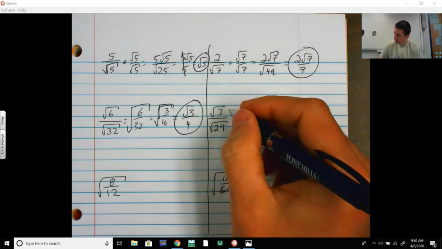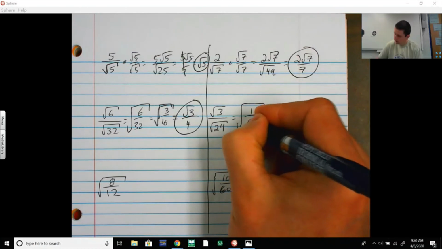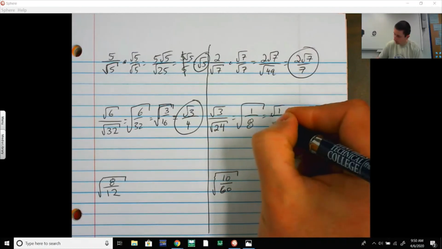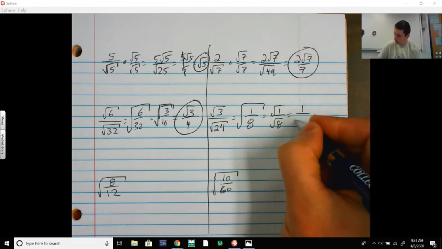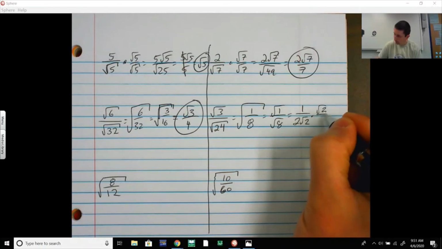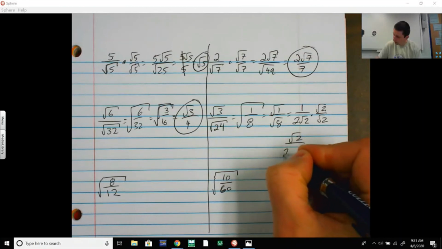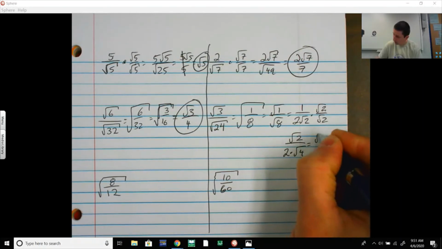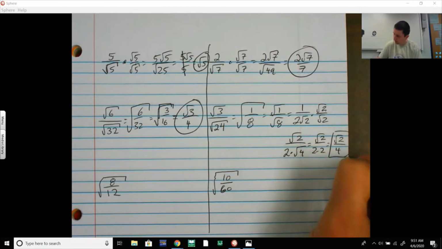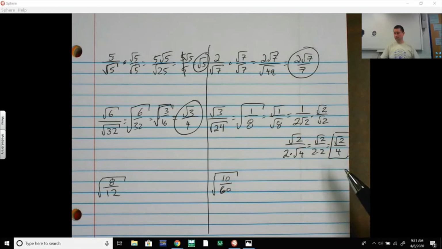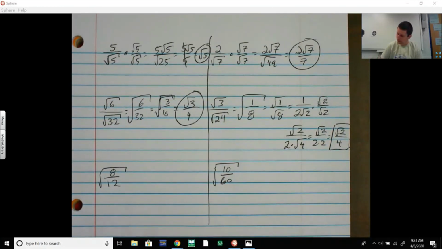Okay. Square root of 3 over 24. So that's the square root of 1 over 8. That's the square root of 1 over the square root of 8. Now again, square root of 8, we've seen that. That's 1 over 2 root 2. Take top and bottom times the square root of 2. And you're going to end up with root 2 over 2 times the square root of 4, which is root 2 over 2 times 2, which is root 2 over 4. A lot of steps there. Okay, root 2 over 4, you do not reduce that because the 2 is inside, the 4 is outside.